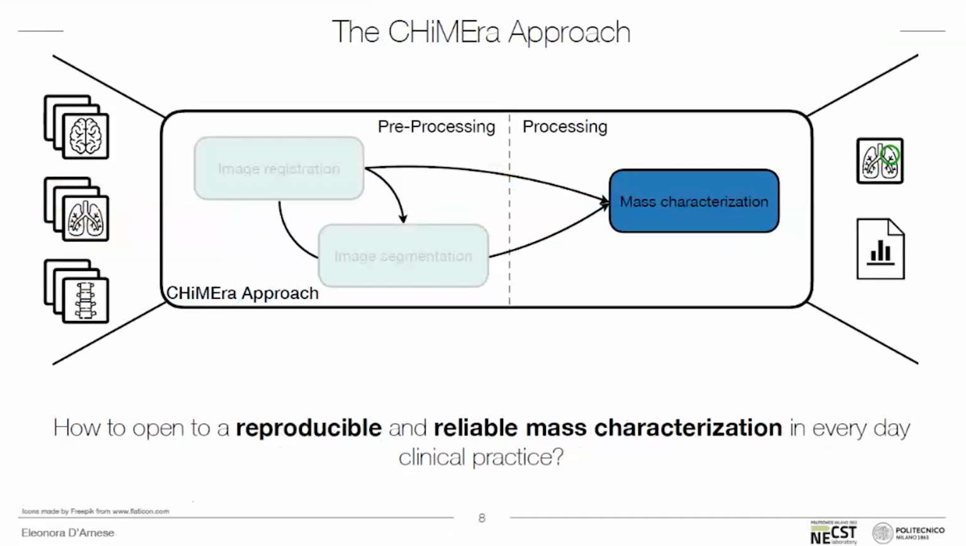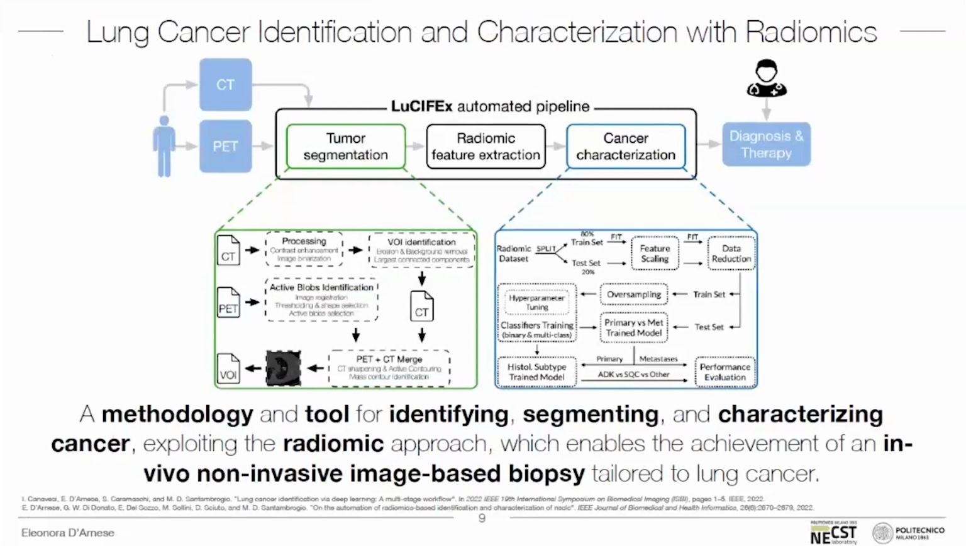Cancer is widely spread in our world, and this last step can also benefit from the previous two, and we have seen how to make a reproducible and reliable mass characterization system. Generally, for screening or detection and diagnosis, we have positron emission tomography and computed tomography that are then analyzed by a physician to find out if the mass is malignant or benign, and then the physician also has to make the diagnosis and the treatment.